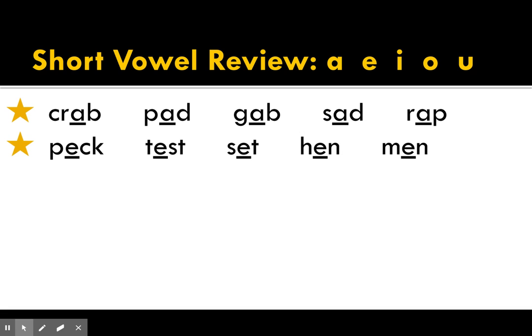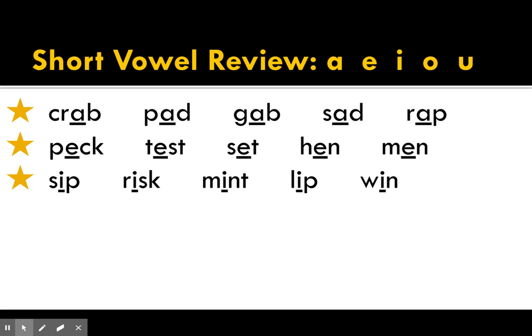Okay, now this is the short vowel E, and it makes an eh, a very quick eh. All right, listen to me read these. Peck, test, set, hen, men. Now you read them with me. Ready? Go. Peck, test, set, hen, men. All right, next one.